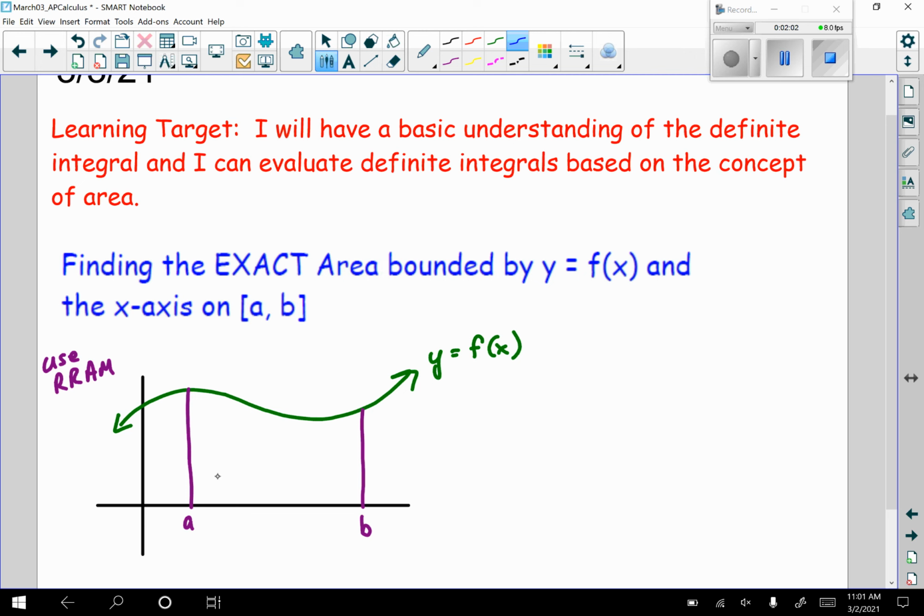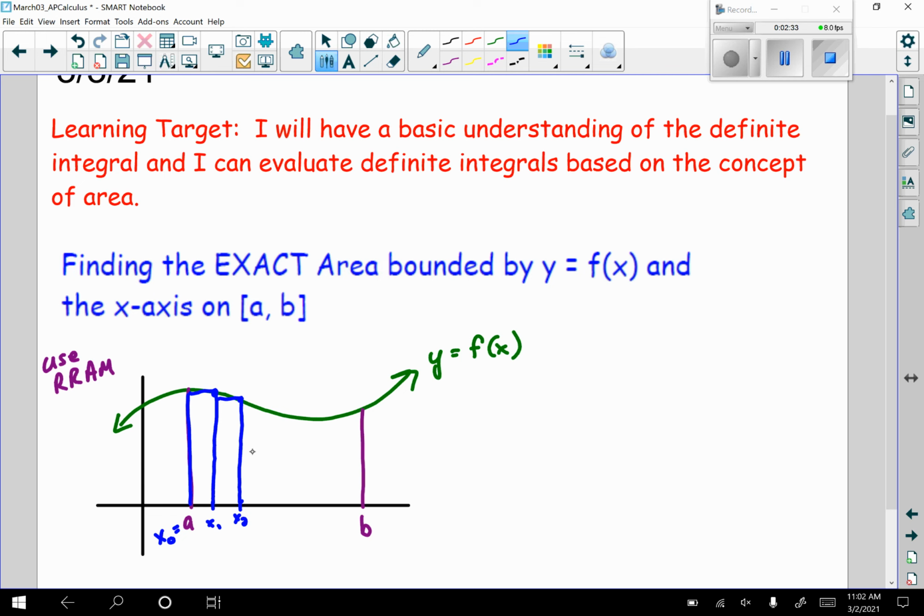So if I were to draw on my first rectangle, I'm going to call x naught, which is just our very first x value. I'm going to let that be a. And then I'm going to go over to x sub 1 here. So this is what I want to make for the right rectangular approximation. It'll look like this. And then we'll have x sub 2. Again, we'll go up and over.